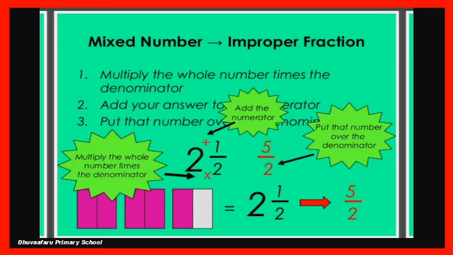Let's look at how we can change a mixed number into an improper fraction. First step is multiply the whole number times the denominator. Second, add your answer to the numerator. Put the number over the denominator. For example, 2 and a half. You have to first multiply 2 times 2, which is 4, and you have to add 1, which is 5. So you have to write 5 by 2.